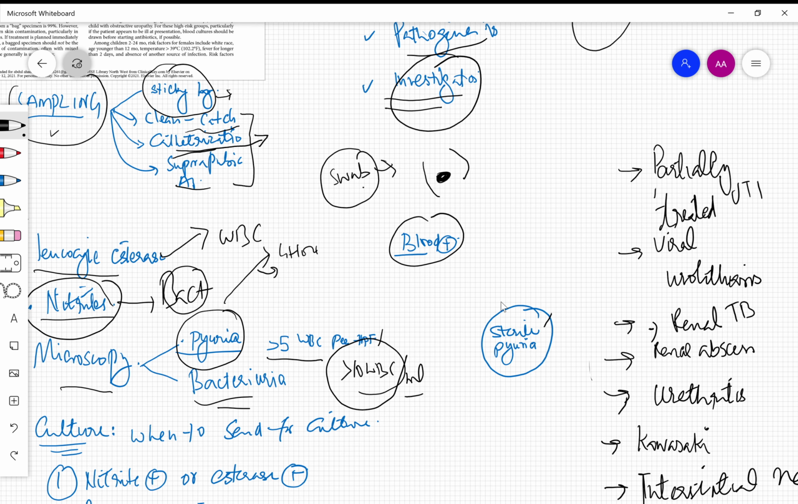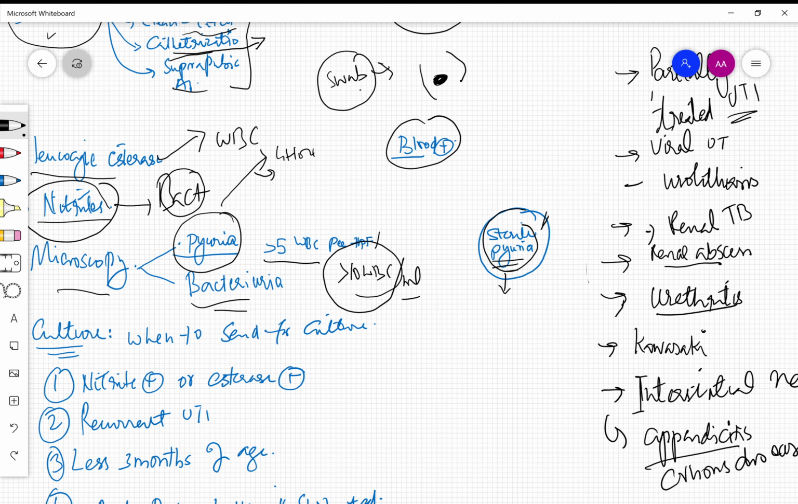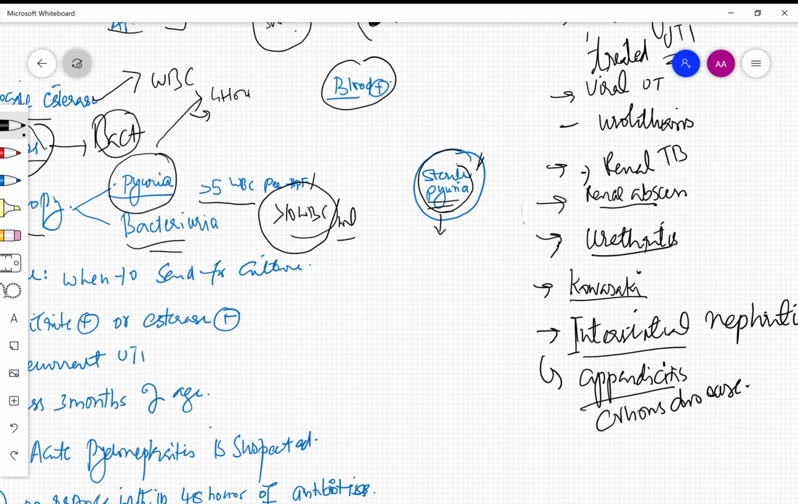So while talking about pyuria, we have to talk about two things: sterile pyuria and asymptomatic bacteriuria. When there are WBCs but no bacteria, or the culture is negative, we call it sterile pyuria. It can be seen in partially treated bacterial UTI, viral UTIs, urolithiasis, renal TB, renal abscess, urethritis like gonococcal urethritis, Kawasaki disease, interstitial nephritis, and infection in the surrounding structures like appendicitis and Crohn's disease.